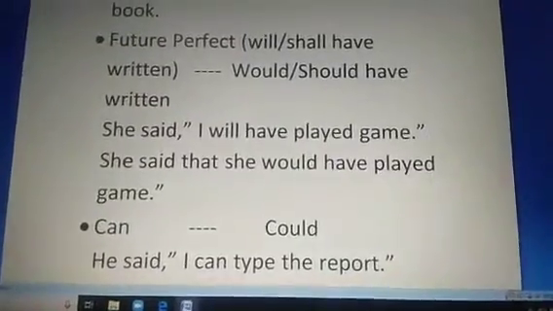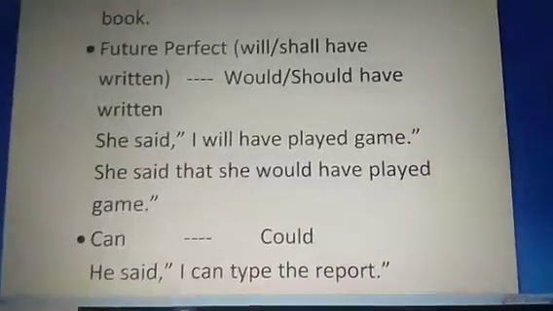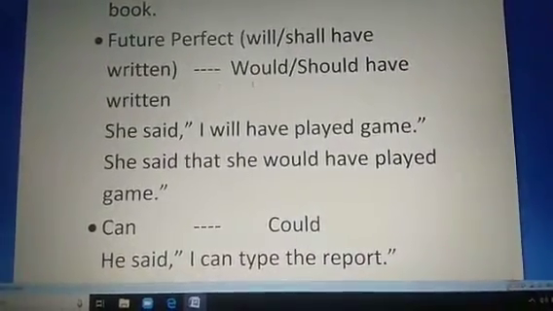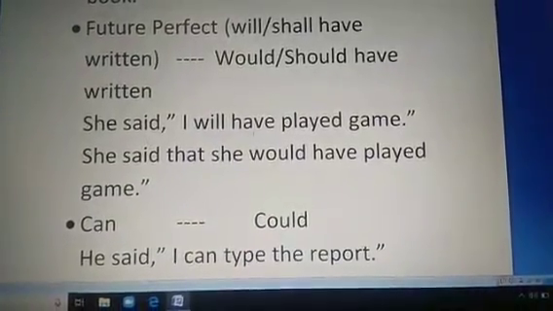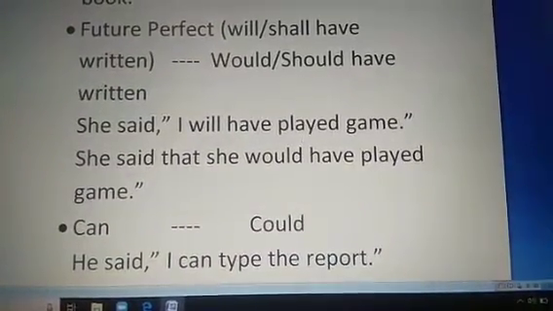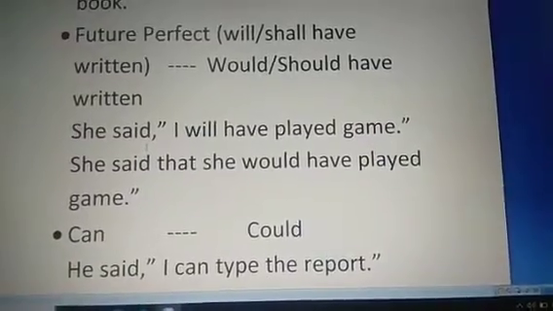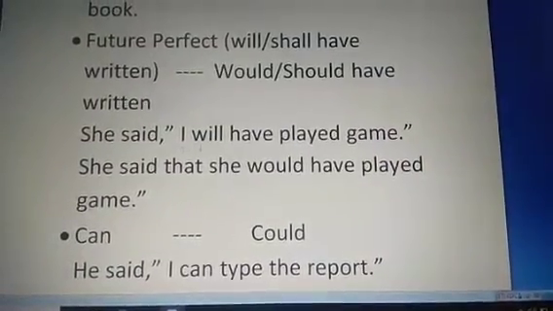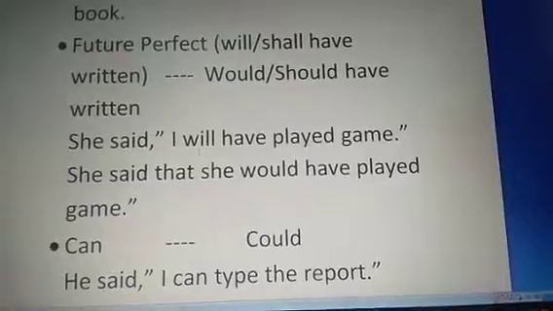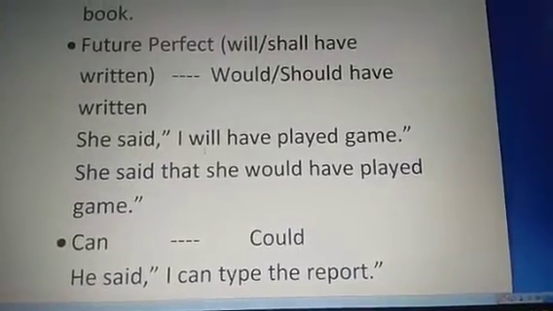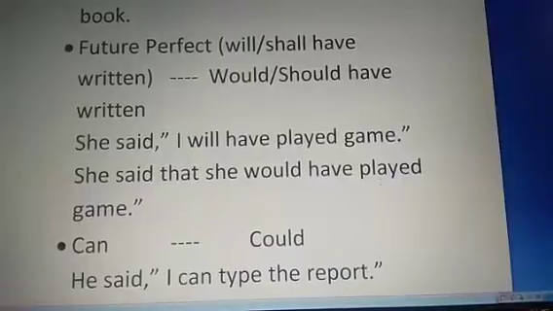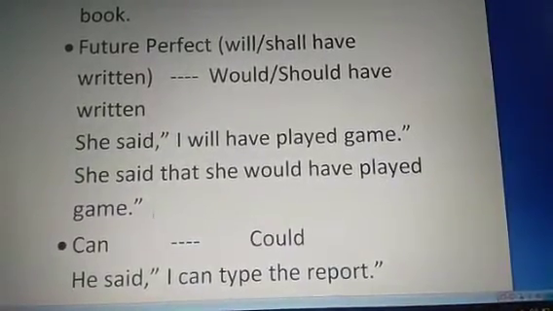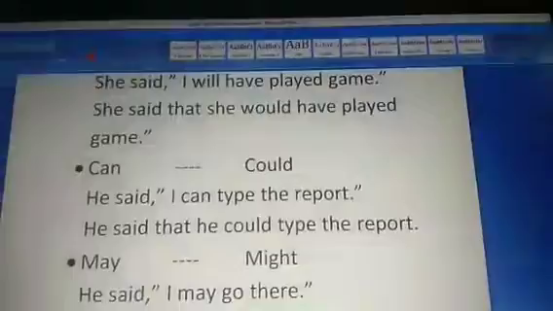And the next one is future perfect. Will, shall have written will be changed into would, should have written. And the example is, she said, I will have played game. Now, said is the reporting verb, and as per rule, will be changed into would. And when this direct speech is converted into indirect one, it goes like, she said that she would have played game, and this one is an indirect speech.